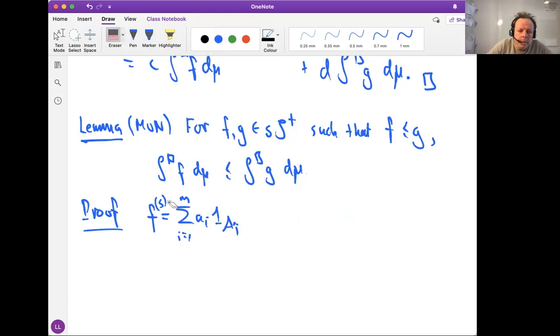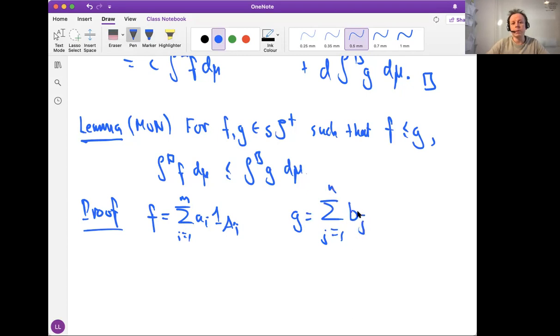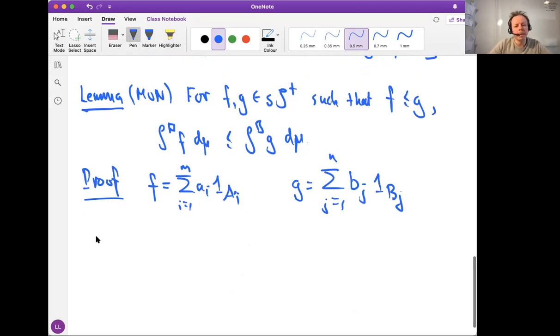So we think about this as a pointwise combination of functions. And let's write g in the same way using j from 1 to n. And then these are the possible values of the function g. And then we take the indicators of the bj's here, and we write these functions this way. Then assume that AI intersection bj is non-empty.